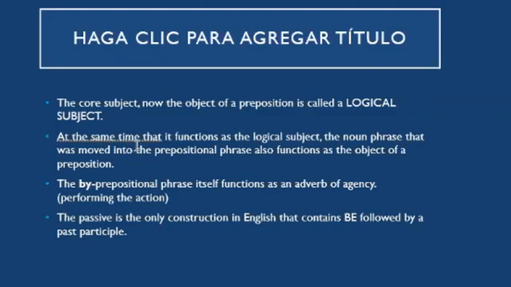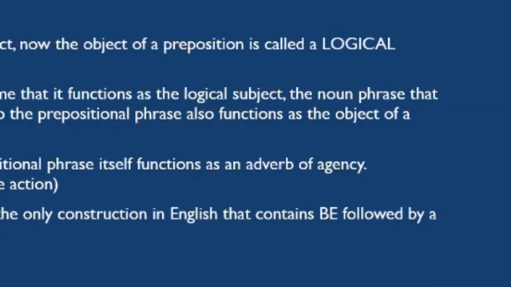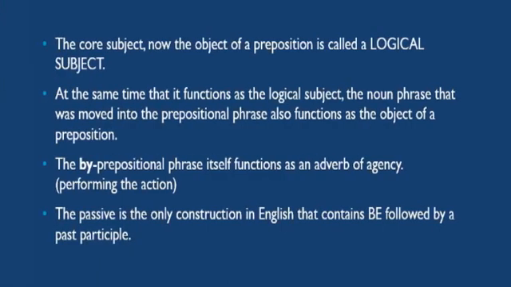So at the same time that it functions as a logical subject, the noun phrase that was moved into the prepositional phrase also functions as the object of a preposition. So now you say, this is the logical subject, this is the object of a preposition, but at the same time it is the logical subject. By Oliver is two things now: the object of the preposition by, and also the logical subject. Okay. The by prepositional phrase itself functions as an adverb of agency.